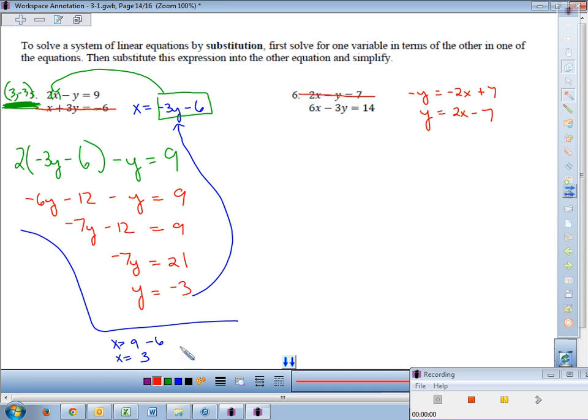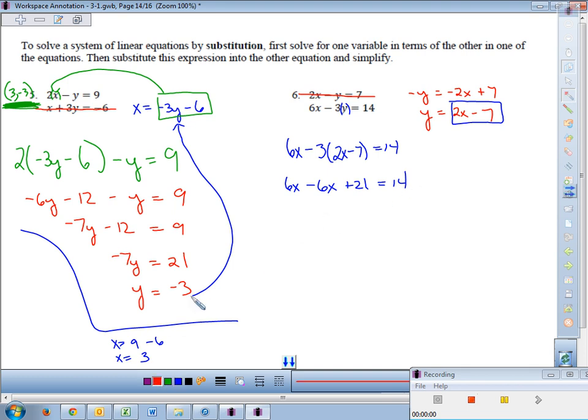The reason why I'm solving this by substitution is because they told me to solve it by substitution. So I will do that. And now that I know that y equals 2x minus 7, I'll put a box around that, and I want to substitute that in for y into the other equation. Because y equals 2x minus 7, that's going to go in for y right here. So what's in the box goes in the parentheses. And we'll distribute that and get 6x minus 6x plus 21 equals 14.